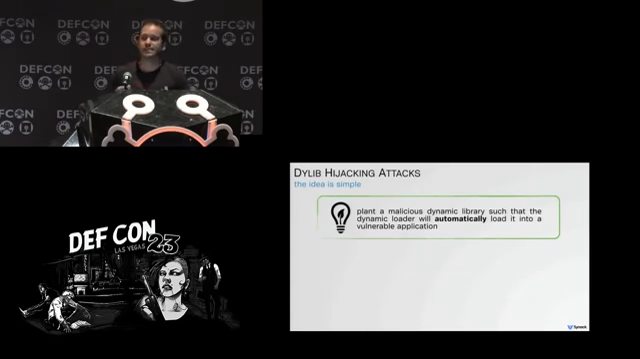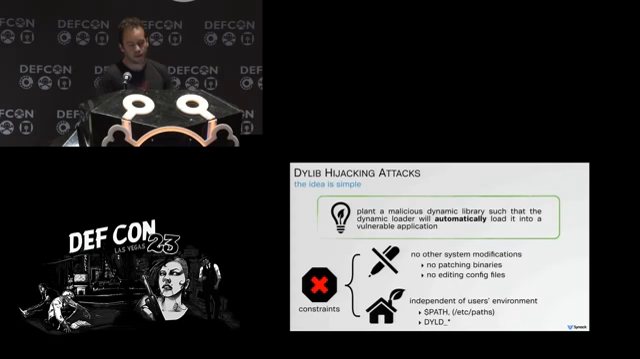Let's specify exactly what we're trying to do. We want to be able to plant or drop a malicious dylib and then have it be automatically loaded by a vulnerable application. Now, let's put some constraints on this. Obviously, you could achieve this by patching a binary, putting in a new dependency, but this is going to break the digital signature, makes it pretty easy to detect.